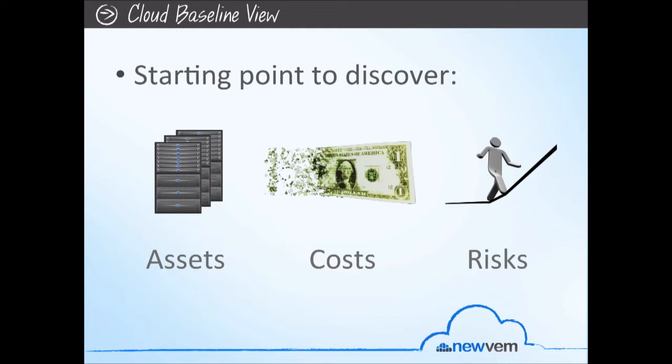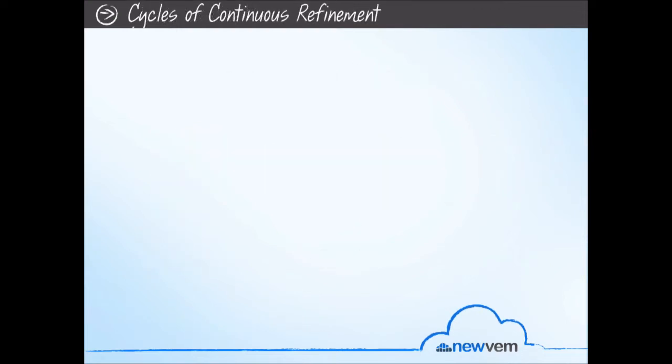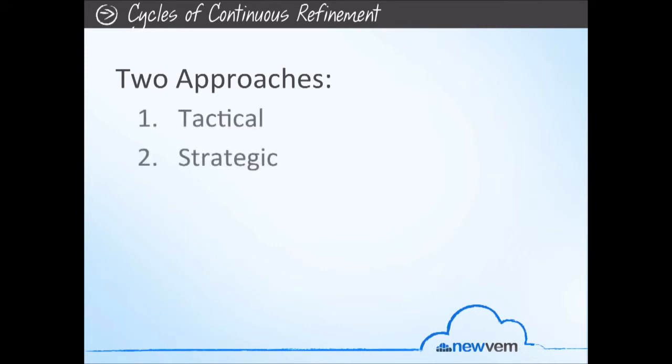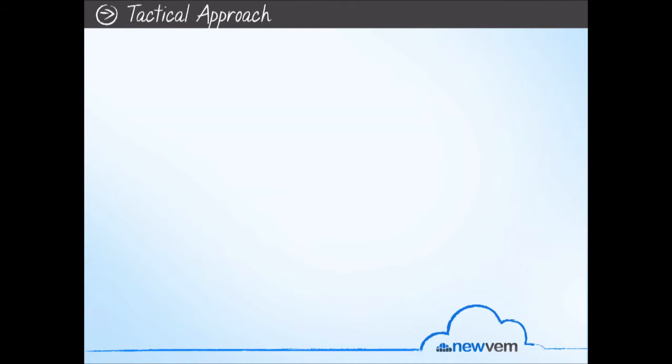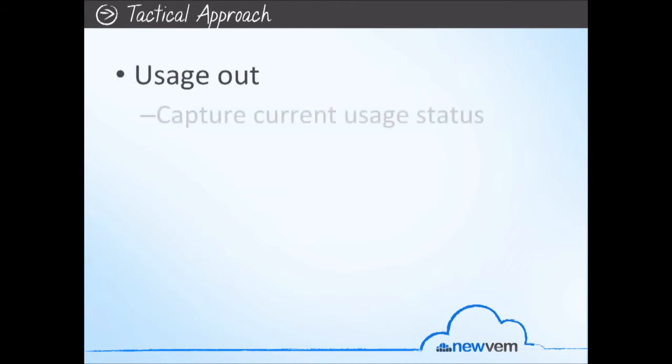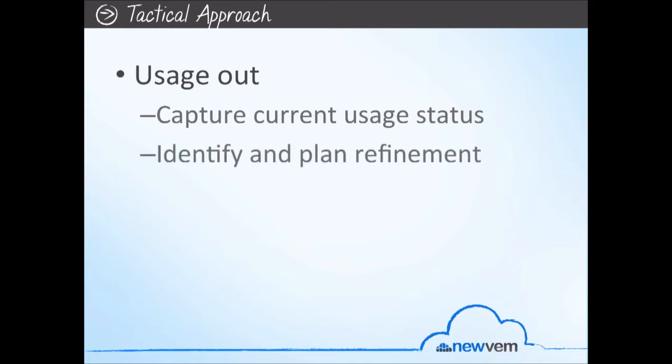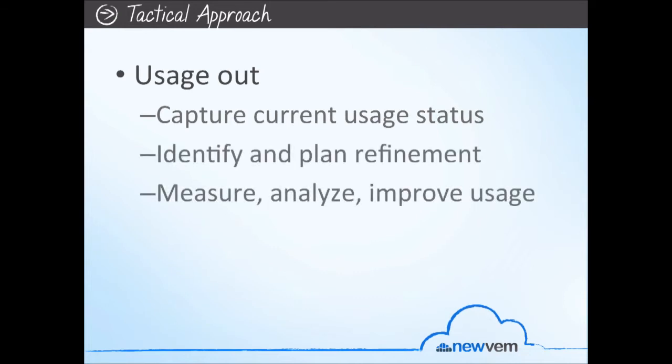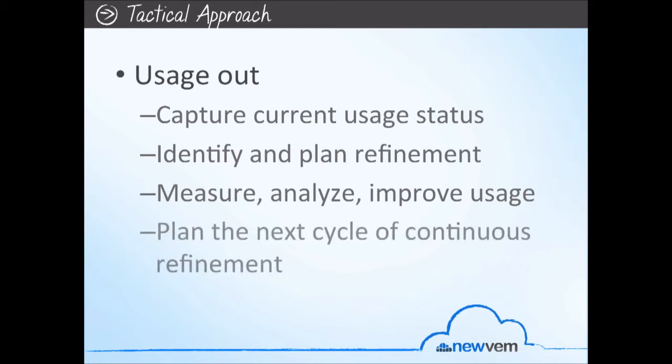Once your usage baseline is captured and is visible, Newvem begins to help you identify the next phase, the cycle of continuous refinement. There are two approaches for the cycles of continuous refinement, the tactical and the strategic one. The tactical approach is usage out. You capture current usage status, you identify and plan refinement areas, you measure usage, you analyze usage, you improve your usage, and then you plan the next cycle of continuous refinement.